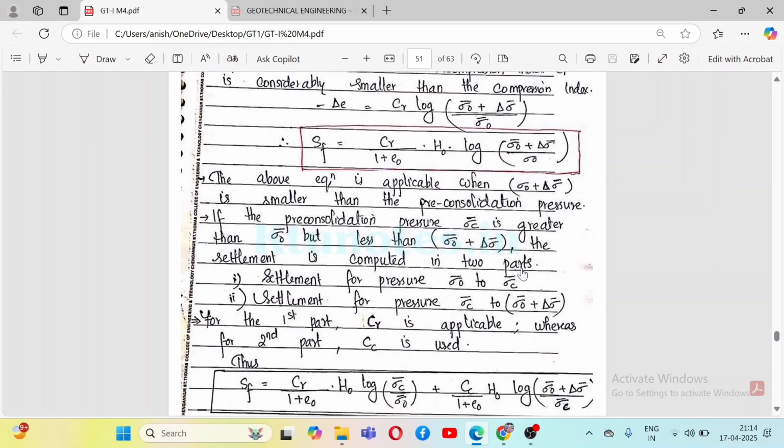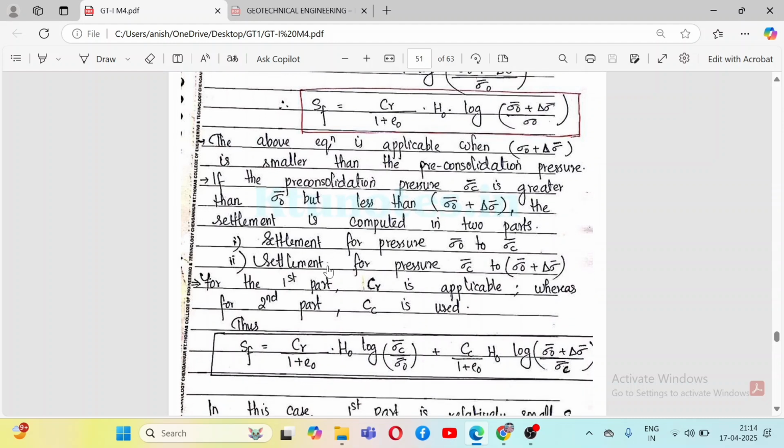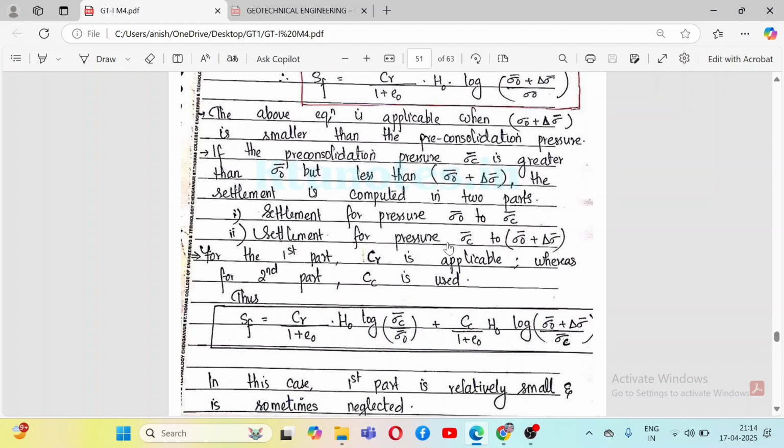The above equation is applicable when this final pressure is smaller than the pre-consolidation pressure. If the pre-consolidation pressure sigma c dash is greater than sigma naught dash but less than this final pressure, the settlement is computed in two parts: settlement for pressure sigma naught dash to sigma c dash, and settlement for pressure sigma c dash to the final pressure.